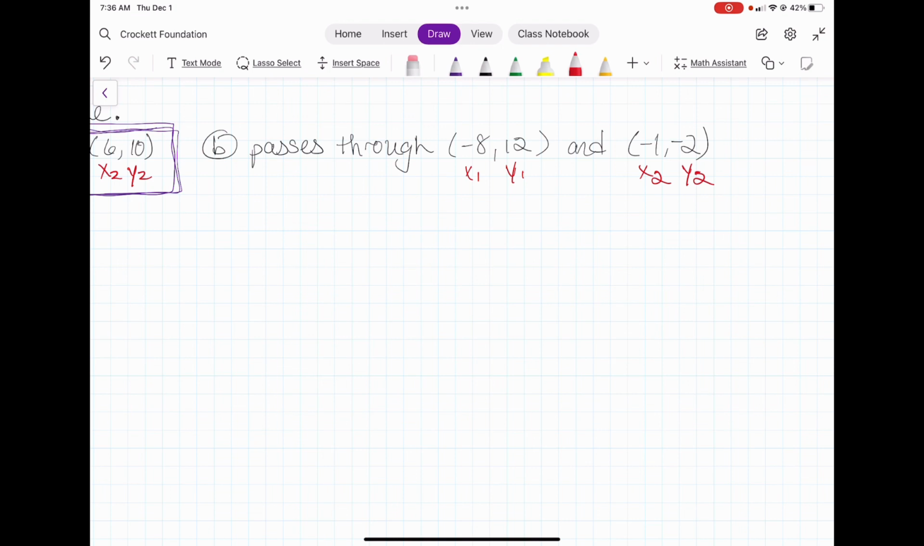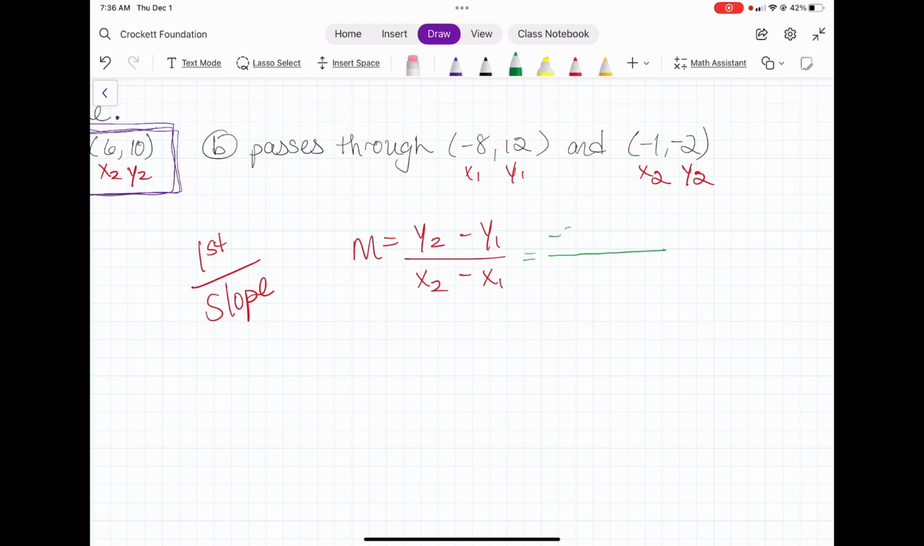So the first thing we always need to start off doing is getting the slope, okay? And m equals y2 minus y1 divided by x2 minus x1. And then we want to go ahead and just start substituting those values in. So that becomes -2 minus -8. And why do I keep making that mistake? Let me take my time here. It should be -2 minus 12. And in the denominator, it's going to be -1 minus -8. Okay?